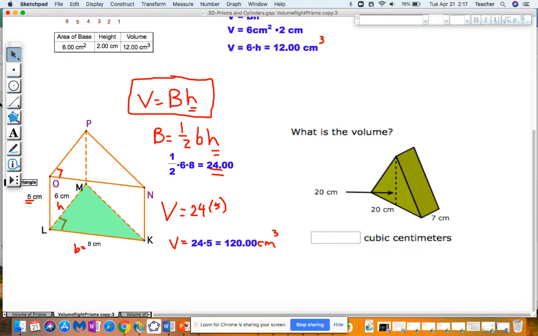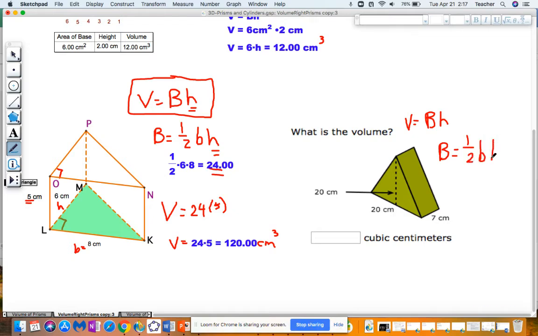Don't always think about the base being on the bottom. All right, so it asks for volume. As soon as it asks for volume and I recognize a triangular prism, I'm thinking that the base is a triangle, and the way I get the area of a triangle is 1/2 base times height.